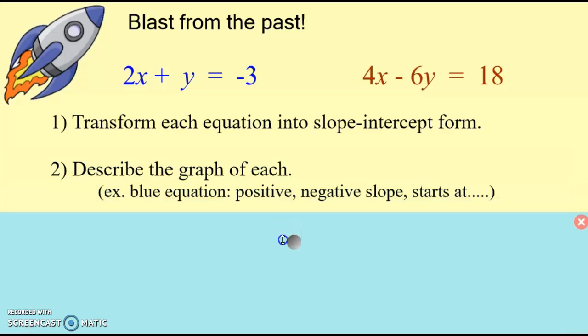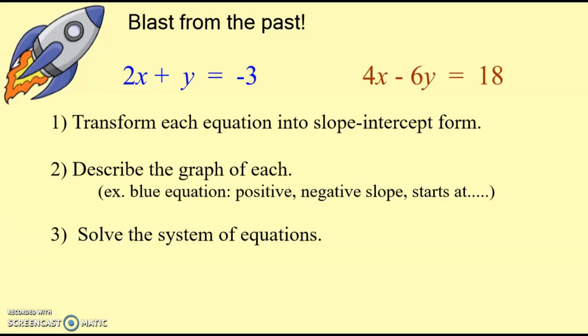Next, I'd like you to describe the graph of each one of those equations. For example, does the blue equation have a positive or a negative slope? It starts at, remember that starting at is another way of saying the y-intercept is. The last thing that I want you to do is solve the system of equations and enter the coordinates.